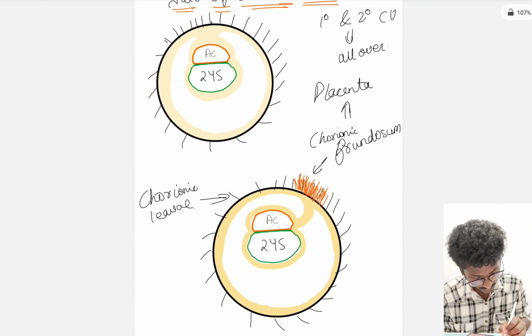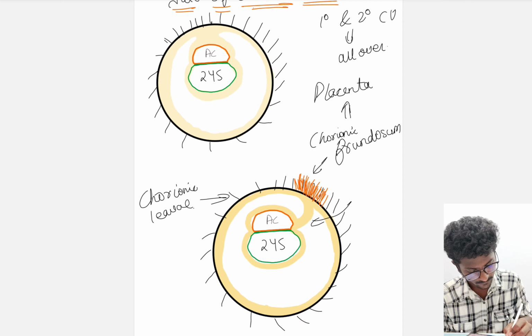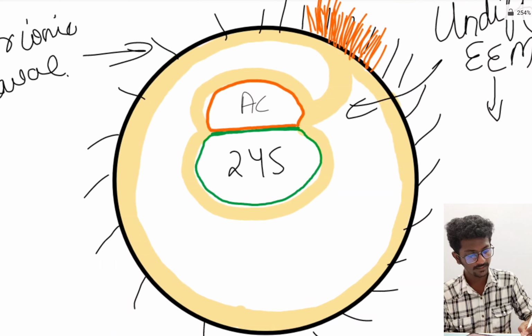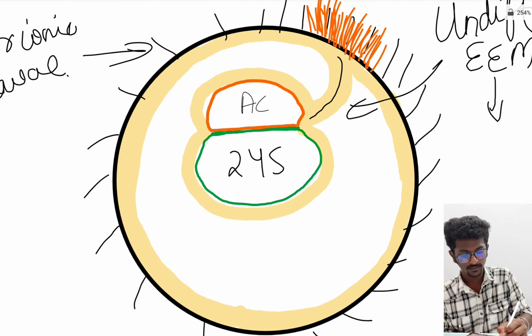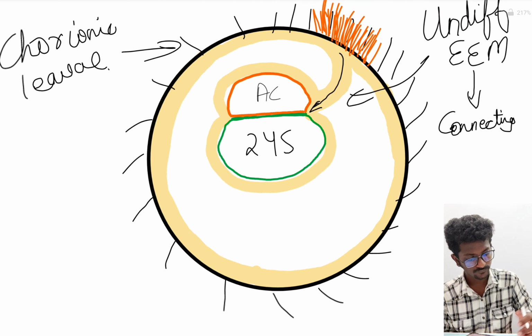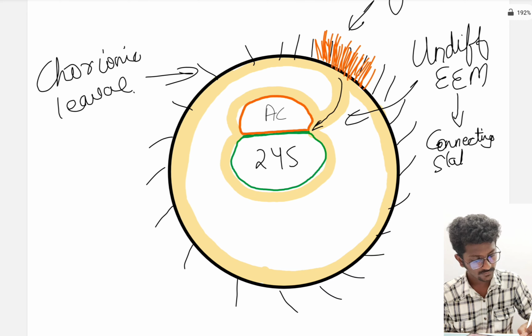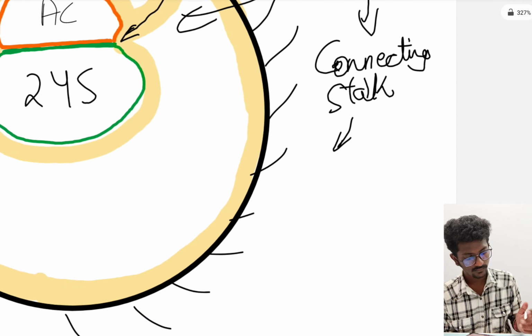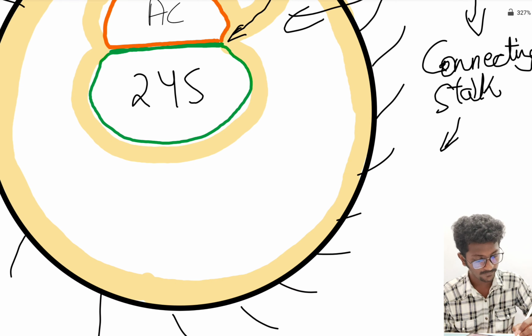and this is the undifferentiated extraembryonic mesoderm. It will be further forming the connecting stalk because it is connecting the growing embryo with the placenta. So it will form the connecting stalk, and this connecting stalk will further form the umbilical cord.